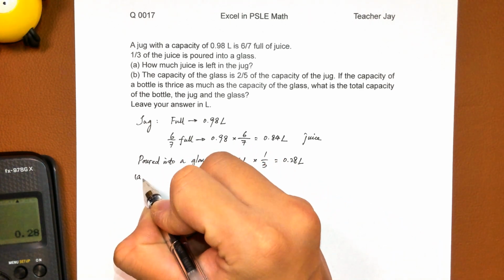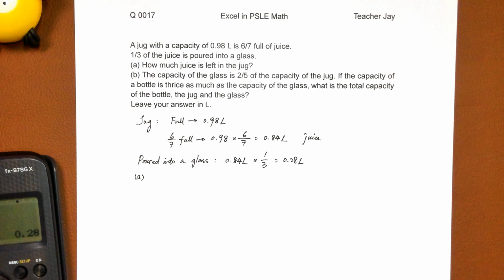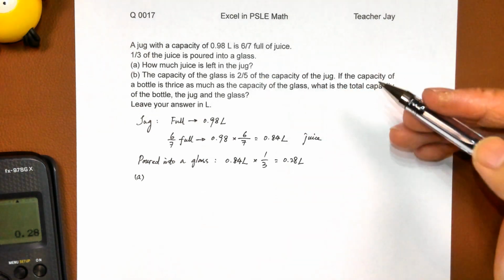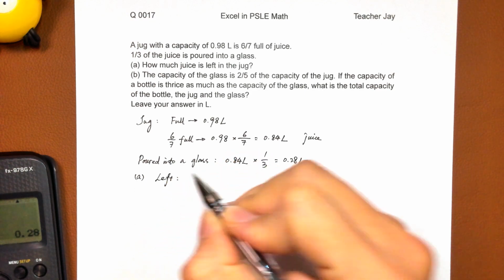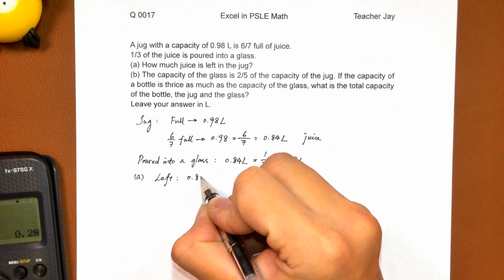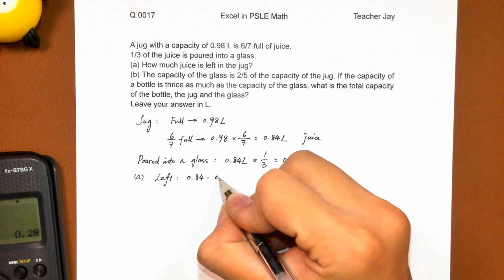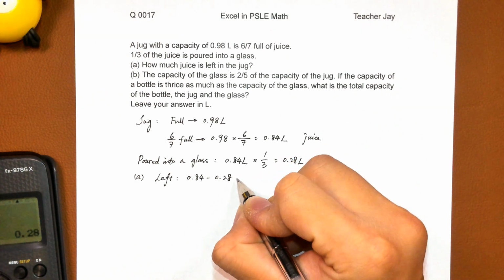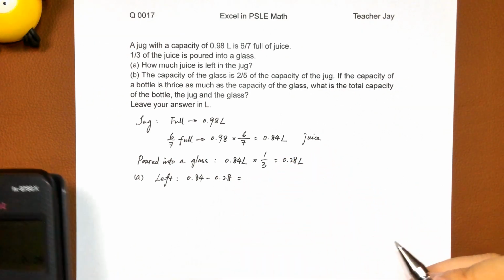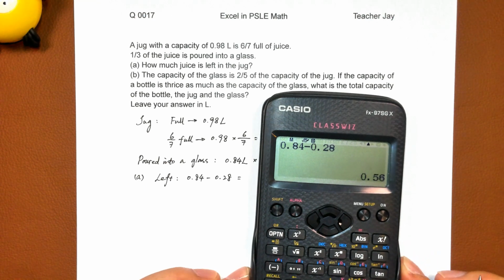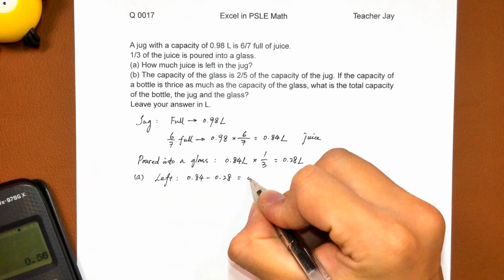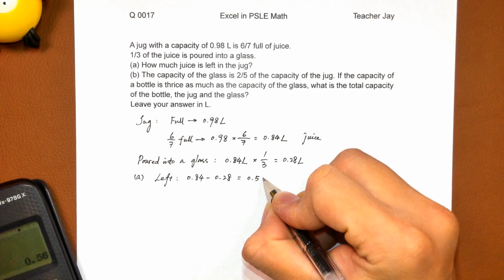So question part A, how much juice is left in the jug? Pour into a glass and left, 0.84 minus the amount we poured out. 0.84 minus 0.28, 0.56 left in the jug.